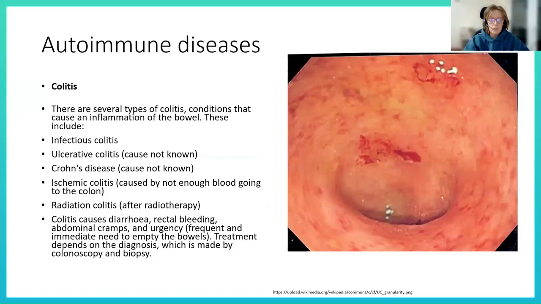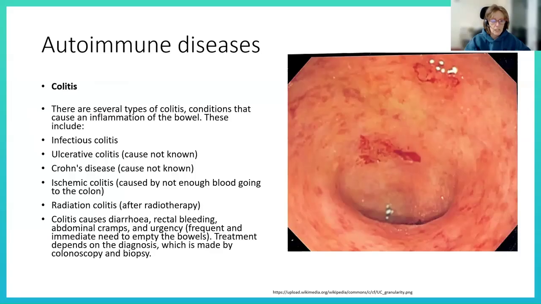So have a look now at this example of an autoimmune disease. This one is colitis. There are lots of different types. They cause inflammation of the bowel. You can get infectious colitis, which is caused by an infection, and you can get ulcerative colitis, and you can get Crohn's disease.